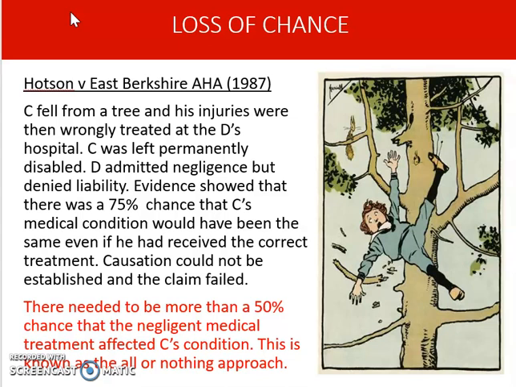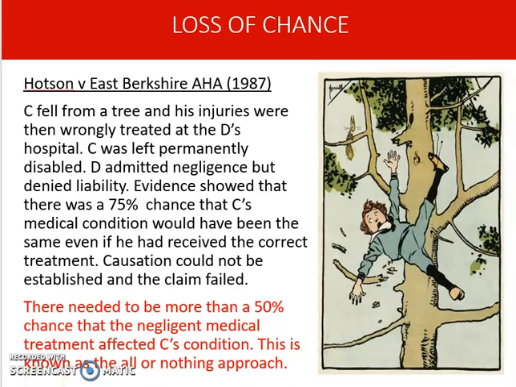And the evidence showed that there was a 75% chance that the claimant's medical condition would have been the same even if he'd received the correct treatment. So therefore, they couldn't prove causation. So the court here was saying that there needed to be more than a 50% chance that the negligent medical treatment affected the claimant's condition. And this is sometimes called the all or nothing approach. So what we're seeing here is that it can be very difficult to prove negligence against doctors. Proving medical negligence is very, very difficult.